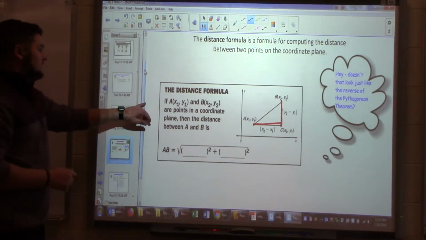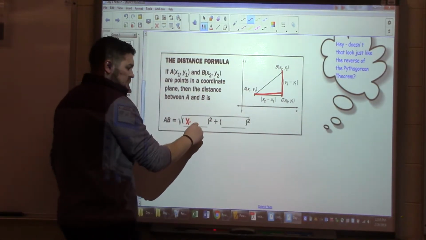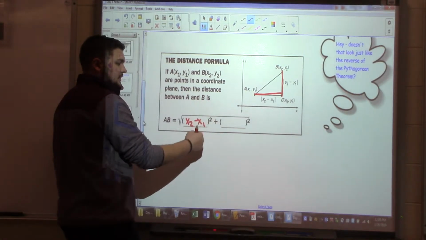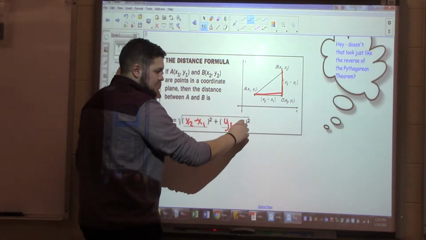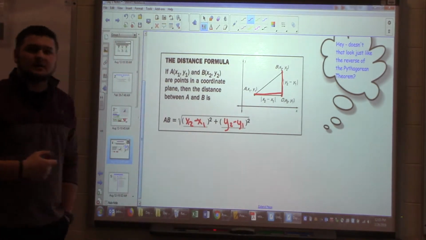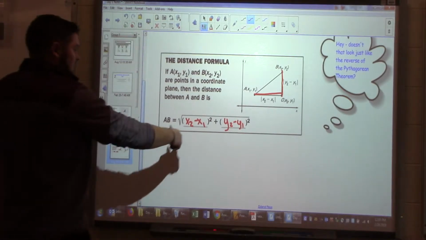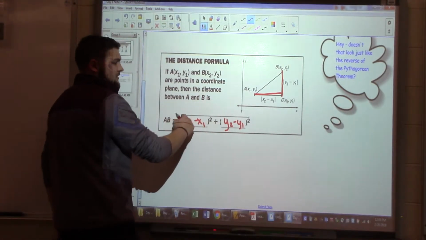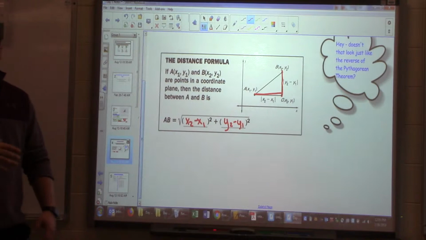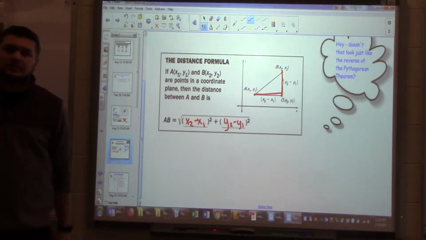So, to use the distance formula, the distance between A and B is x2 minus x1 squared plus y2 minus y1 squared, and the whole thing is under a radical. It's the square root of that. Just like when we solved our Pythagorean theorem. A squared plus b squared, and then we took the square root of it. Right? The distance formula comes from Pythagorean theorem. Okay? It's pretty simple, pretty easy. This you have to know. You have to know distance formula. But that's easy to remember.